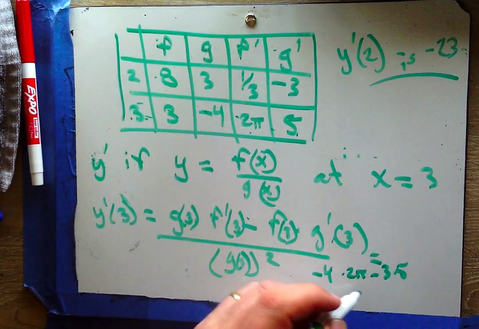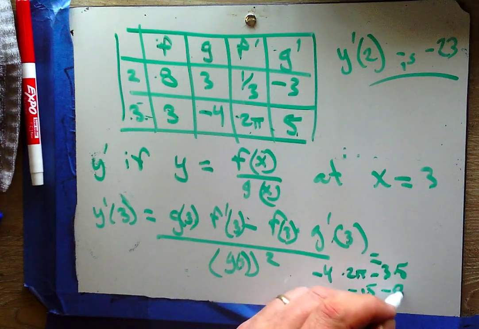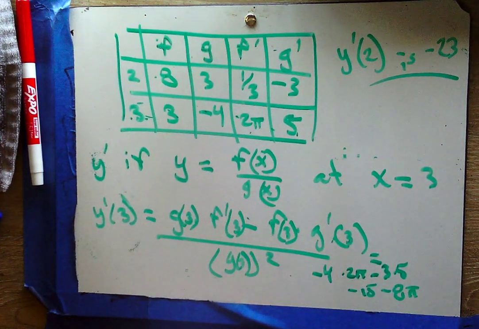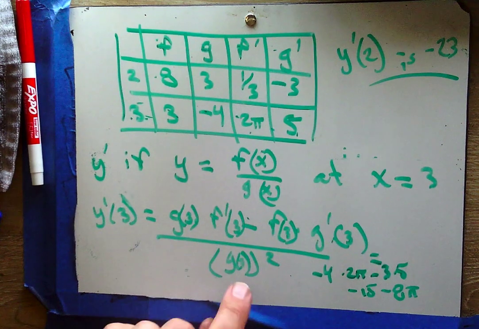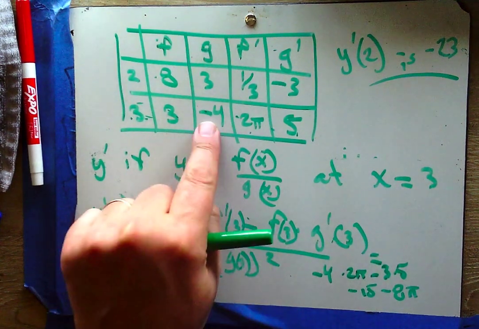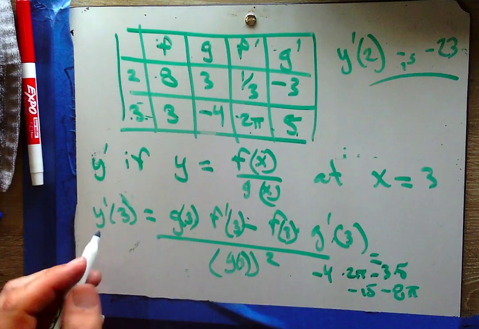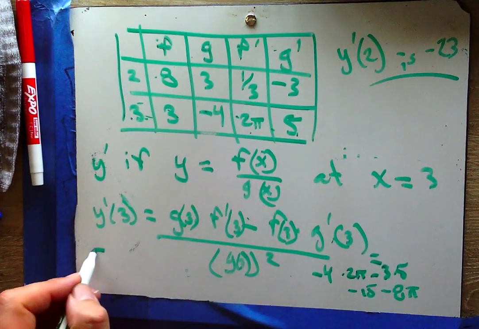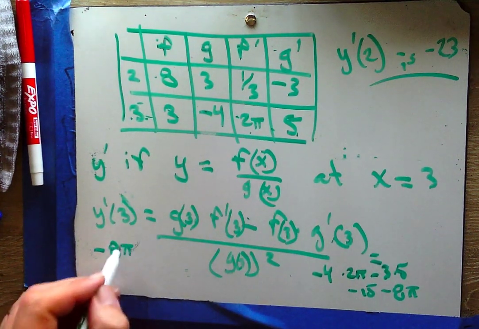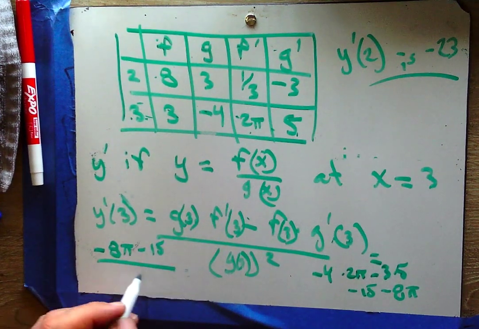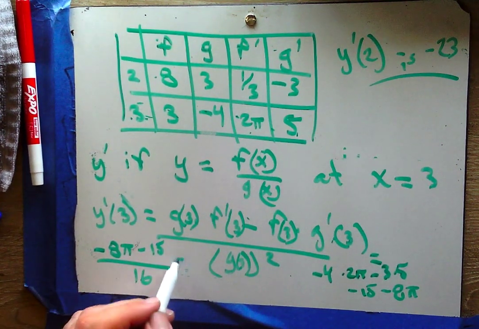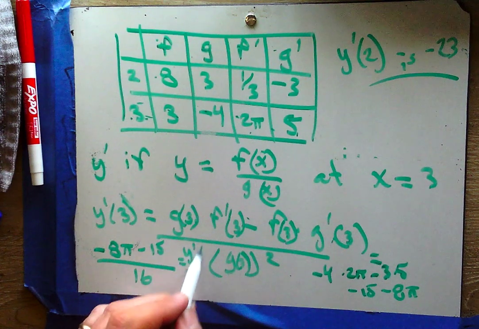Okay, so that's -8 pi minus 15 on top. Good, that's on top. What about on the bottom? G of 3 is -4. -4 squared is positive 16. So I end up with negative 8 pi minus 15, all over 16, is y prime.